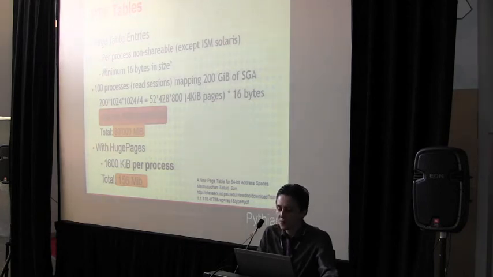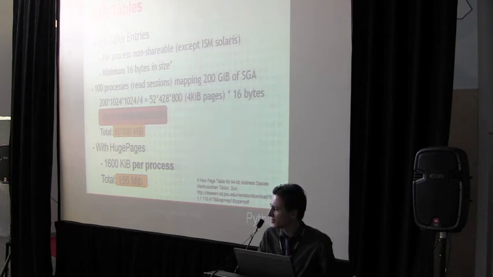So page table entries are per process, non-shareable except in Solaris ISM, and they're like an index, like a B-tree index. So you cannot say it's X bytes per entry, but it's at least 16 bytes per entry. So if you have 100 processes mapping 200 gigs of SGA, then each process will need 52 million pages, which is 800 megabytes of page table entries for 200 gig of SGA. So if you have 100 processes, you're going to have 80 gig of page table entries for 200 gigs of SGA. If you have 1,000 processes, you're going to need 800 gigabytes of memory for page table entries to map out 200 gigabytes of SGA.